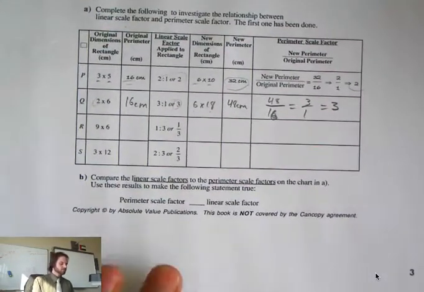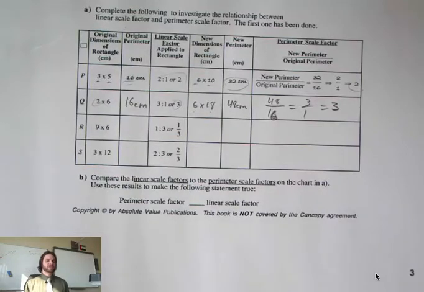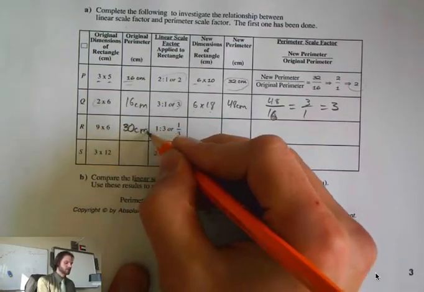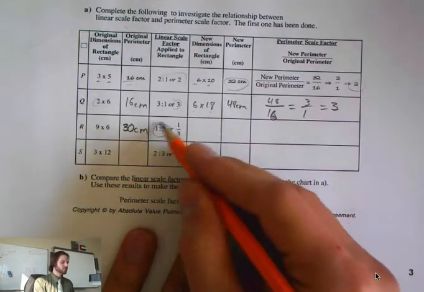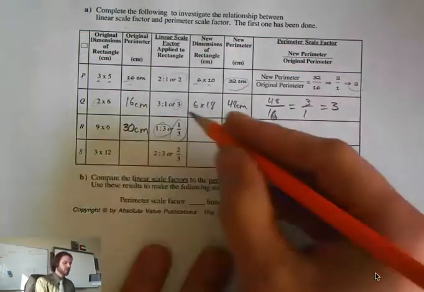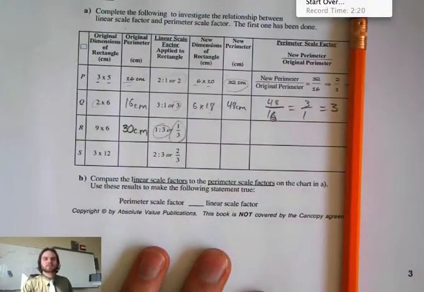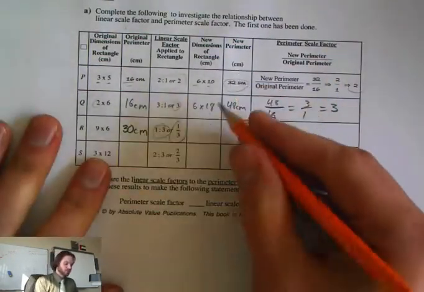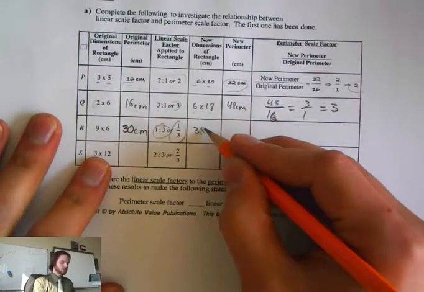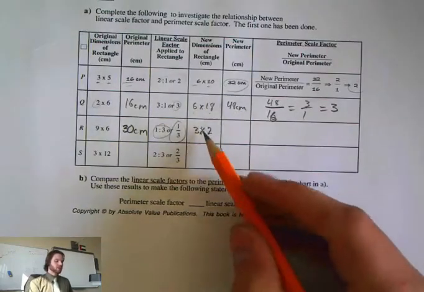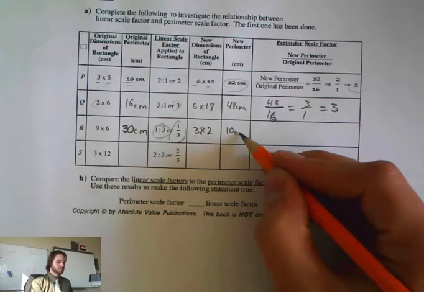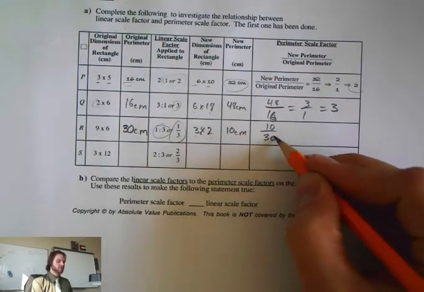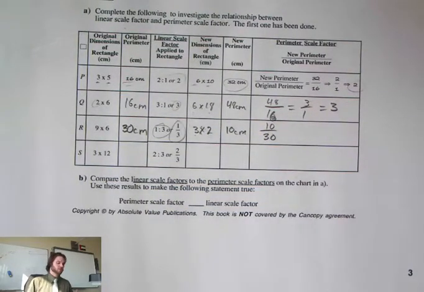Let's take a look at the next one. We're looking at 9 by 6. So 9 times 2 is 18, plus 6 times 2, which is 12, gives me a total of 30 centimeters. All right? Now, if I have that 30 centimeters, we're going to go by 1/3. My scale factor is only 1/3. So we have to go 9 divided by 3, which is 3, and 6 divided by 3, which is 2, so it's a 3 by 2. Now, we want to find the perimeter, so that's 3 times 2 is 6, plus 2 times 2 is 4, which gives me a total of 10 centimeters. So this is 10 over 30. Remember, we don't have to use the units because these are ratios.